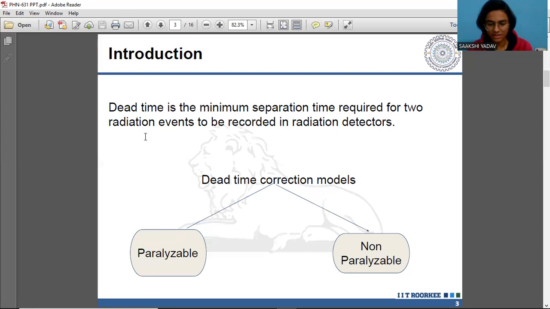The parallelizable correction model assumes that if a radiation interaction occurs within the dead time duration of the detection system, then the radiation interaction is not recorded as an individual event and it will reset the dead time, hence extending it. In the non-parallelizable model, the dead time for a detector system is fixed and interactions that occur during this time cannot be recorded.